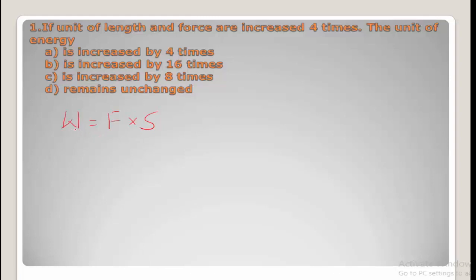So W means work done, or you can also call it as energy required to do a work. F is the force and S is the displacement or the length covered by the object. So here the length is increased by 4 times, that is 4S, and the force is also increased by 4 times, hence F becomes 4F. So the energy becomes 4 into 4, that is 16 F into S.